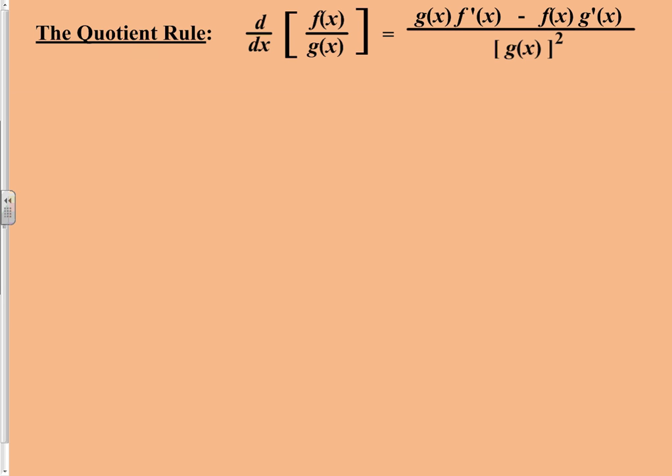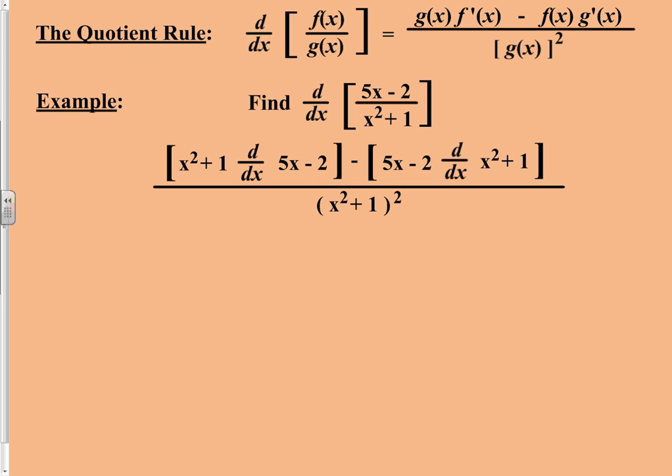Okay, so we're going to have a little bit of information to keep track of as we go through this formula. So let's have a look at an example. Find the derivative with respect to x of 5x minus 2 over x squared plus 1. Following the formula, we want the denominator times the derivative of the numerator minus the numerator times the derivative of the denominator over the denominator squared.